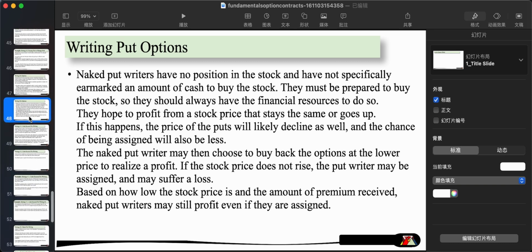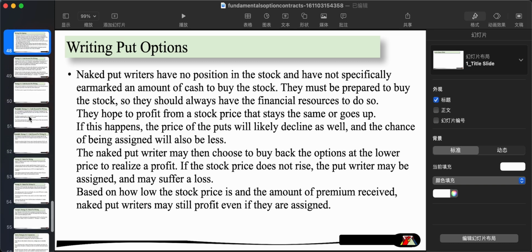So naked put writers have no position in the stock and do not specifically earmark an amount of cash to buy the stock. They must be prepared to buy the stock, so they should always have the financial resources to do so. They hope to profit from the stock price staying the same or going up.